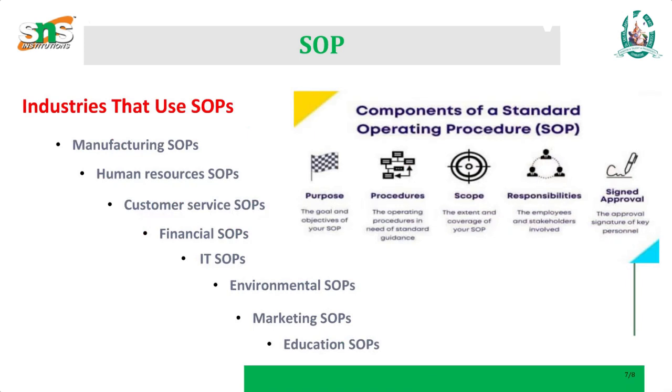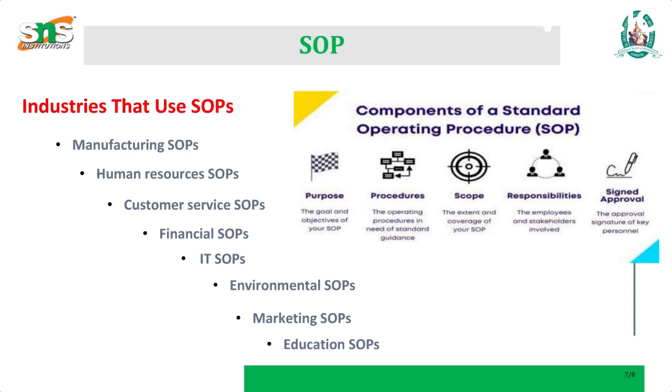So the next one is industries that use SOP. Let me take some examples. One is manufacturing SOPs, human resource SOPs, customer service SOPs, financial SOPs, IT SOPs, then environmental SOPs, marketing SOPs, then educational SOPs.